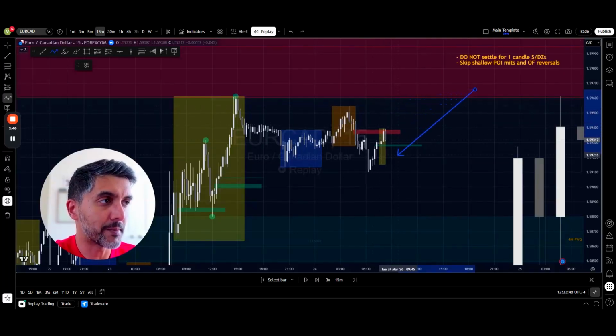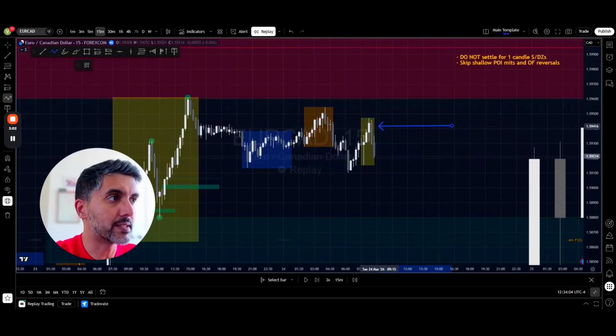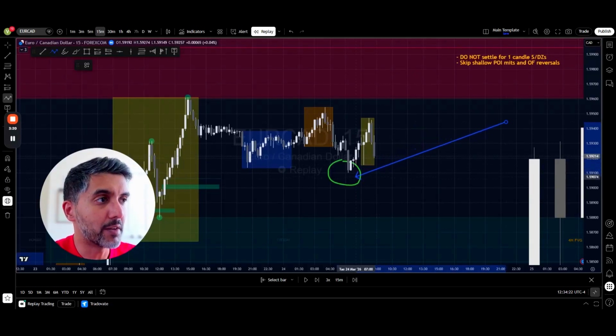So since we're on the 15-minute, we can see that for the 30 minutes here, the price has been dropping down, failing to close above this high. And that makes this low a weak low. Now I'm learning that whenever we have a weak low, we can expect it to get liquidated.